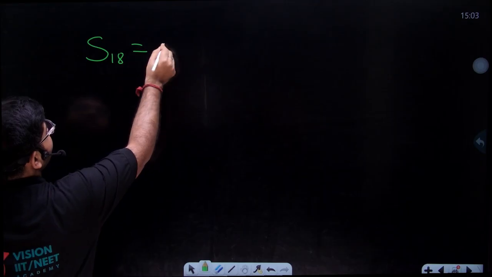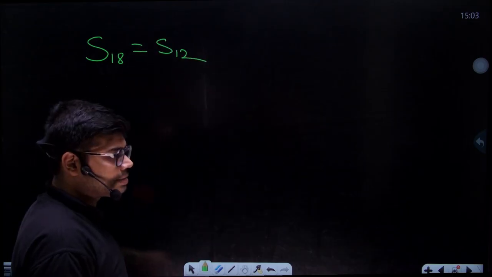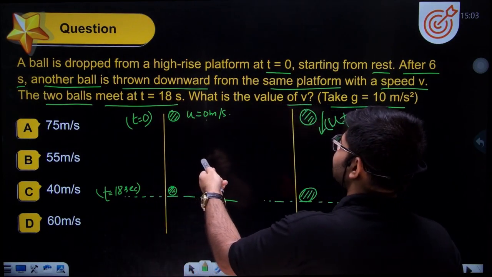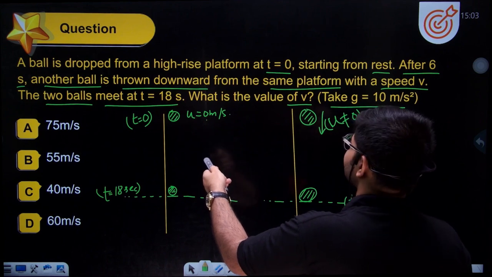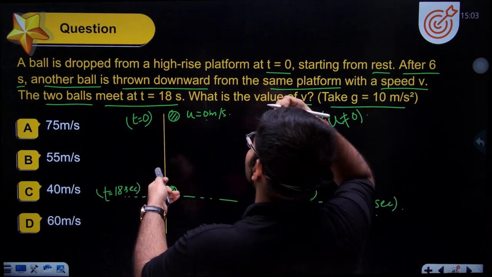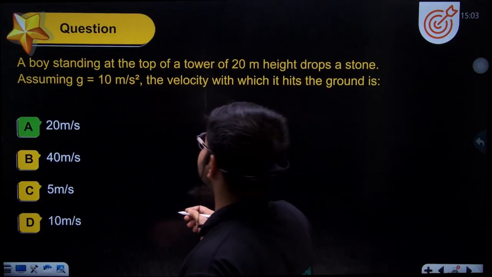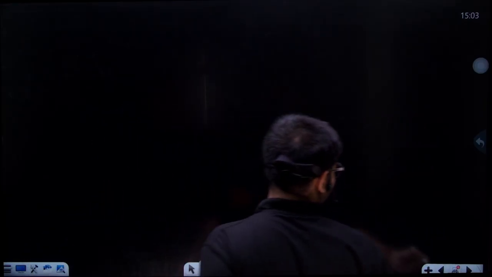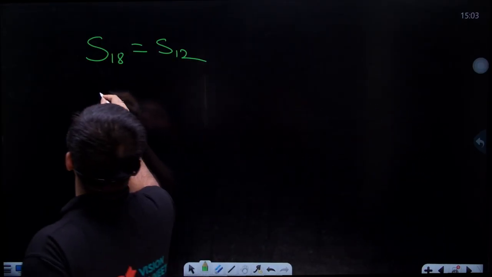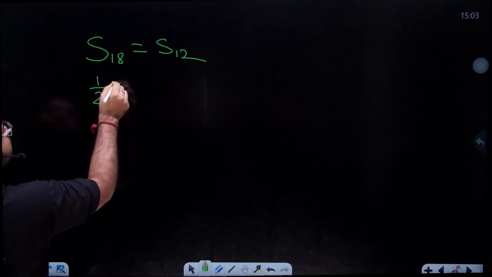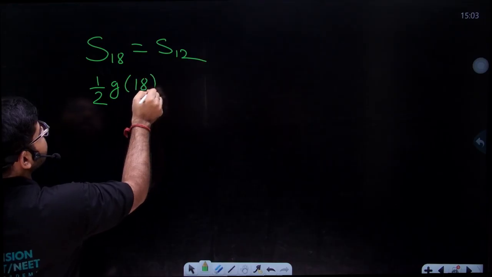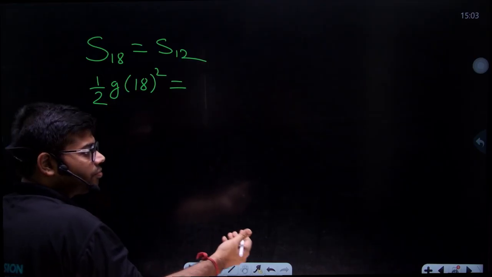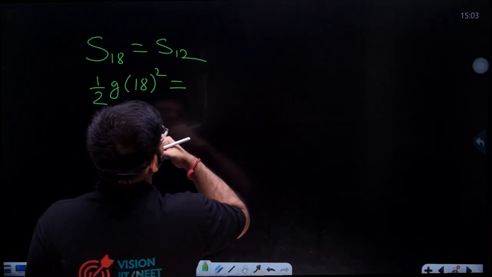So the catch is, we will simply say that S18 is equal to S12. That's it. So S for the first case 18. S equals ut plus half gt square. So half g into 18 square, this is for ball 1, is equal to, I have given some velocity for my ball 2.